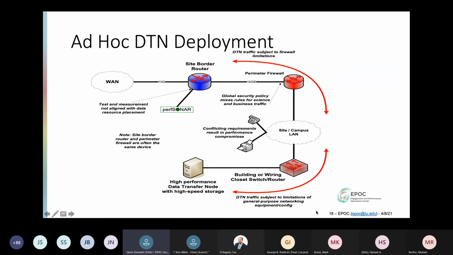We have the wide area network on one side, we have our high performance data transfer on the other side, and we need to move stuff from that DTN out to the wide area. How do we do that? Well, it goes through a bunch of stuff that it probably shouldn't be going through. It goes through our building or wiring closet switch or router, which probably has small buffers if it's not designed for the task at hand. It's going to be crossing our entire site or campus local area network, which has all kinds of other gook going on in there that we really don't want to understand. We have our global security policy that's applied on the perimeter firewall. We go through our site border router until we finally get to the outside world.